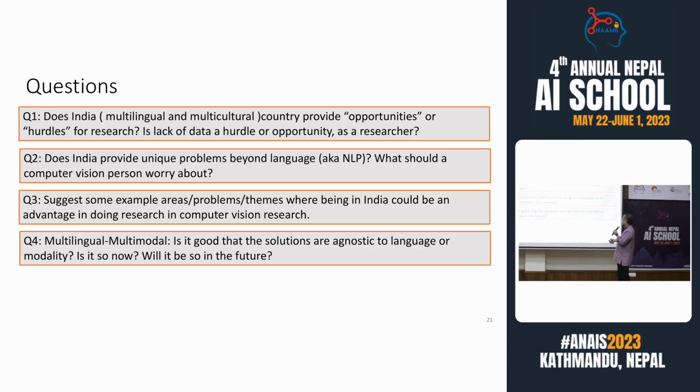So, example areas and problem themes where being in India or being in Nepal could be an advantage in doing research in computer vision. Okay, just find and replace India with Nepal, it will work here. So tell me the answer to the third question. What is the advantage of being in Nepal, being in Kathmandu? If you see only disadvantages, you are sitting at the wrong place. You need to see the advantage.